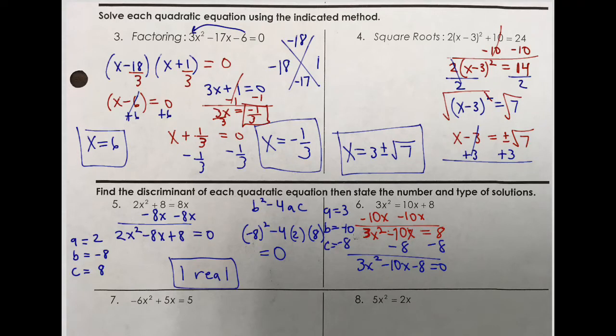Now we apply to the formula, which again is right there. We want b squared minus 4ac, negative 10 here. And we got a is 3, and then c is negative 8, and then we punch that in the calculator, which is equal to 196, which means we have a positive number, which means we have 2 reals.